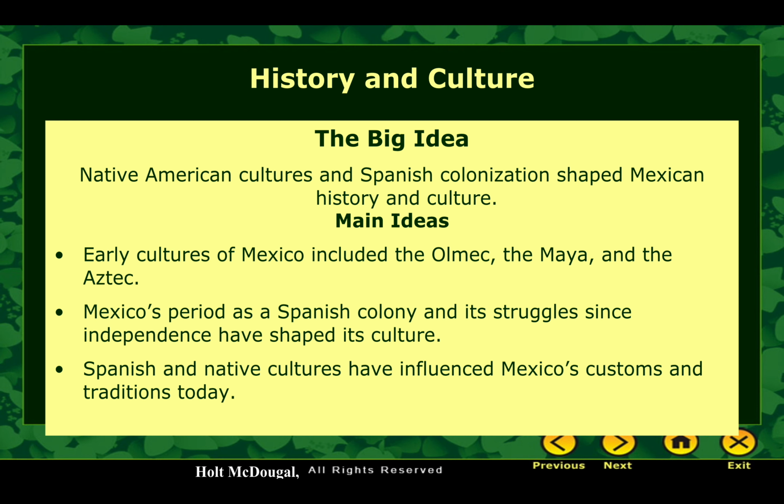So let's look at their history just a little bit. Native American cultures are the first group that was ever in Mexico. And then we have the Spanish that's going to come in and colonize that area, and that's really going to change it. So the earliest groups, the very first groups that were in Mexico, were the Olmec, the Mayan, and the Aztec. Mexico's colonial period is later on when Spain comes in and takes over parts of Mexico. And so what you have today is this blending of the native cultures, the Olmec, the Mayan, and the Aztec, blending with the Spanish culture, and creating Mexico's unique customs and traditions.